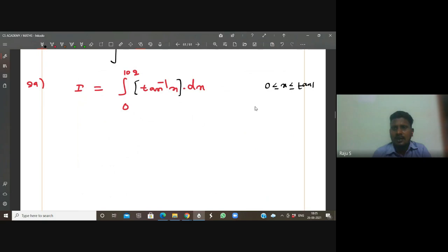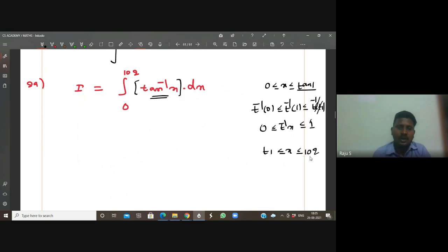When I take inverse, tan inverse 0 is lesser than tan inverse x, which is lesser than tan inverse of tan 1. Tan inverse and tan get cancelled. Here tan inverse 0 is 0, tan inverse x is nothing but the given integrand, and it is lesser than 1. So this is 1. After 1, again I am taking tan 1 less than or equal to x less than or equal to 1 or 2, directly till 1 or 2. Only 2 intervals are there.